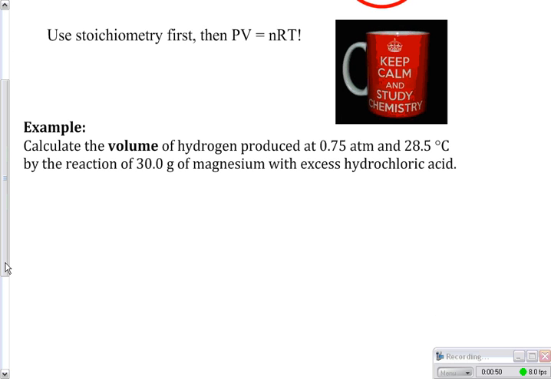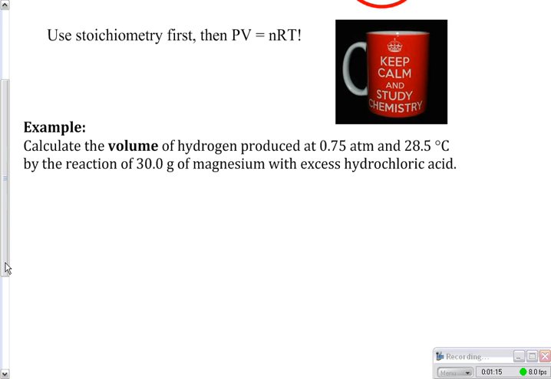Now, it might require you to go back and watch a mass volume video just to remind you how to do some stoichiometry if you were struggling with stoichiometry back in chapter 9. However, if you feel comfortable with stoichiometry, you might want to just continue on right now. The example problem is going to look very much like practice problems we did back in chapter 9.